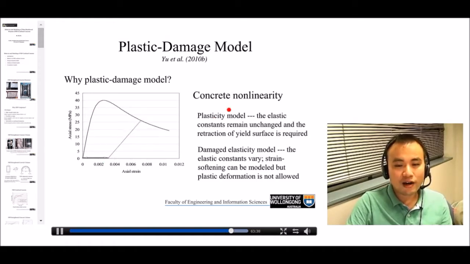So basically, for this kind of concrete nonlinear behavior, the plasticity model can only predict the plastic deformation. It cannot predict the reduction in the elastic modulus. To predict the reduction in the elastic modulus, you need to use a damage elasticity model. And actually, for concrete nonlinearity, people either use a plasticity model or a damage elasticity model. So recently, people have started to combine plasticity and damage elasticity, and that comes to the plastic damage model.